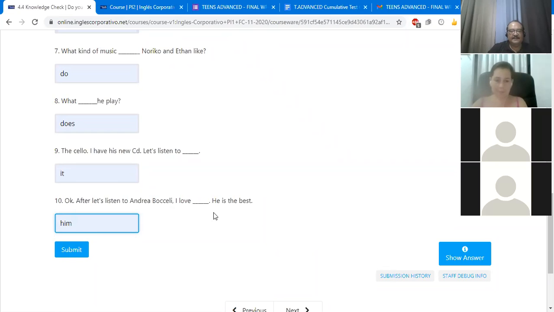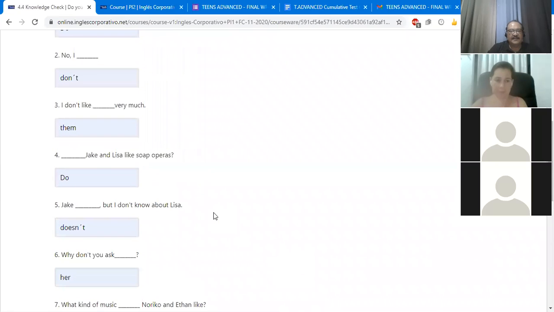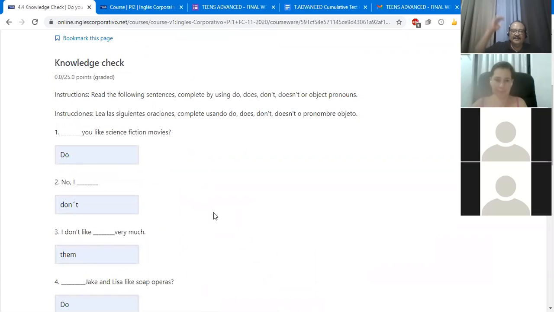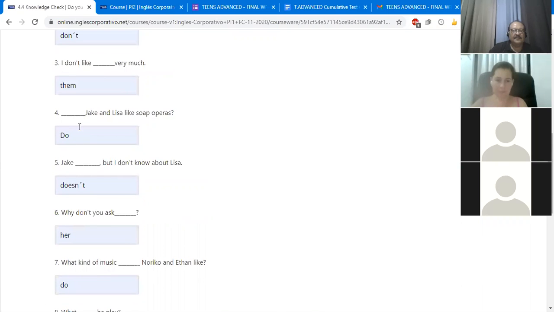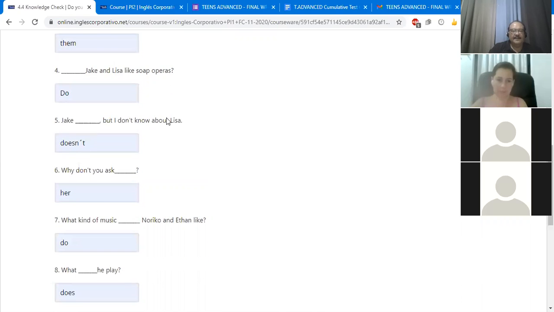He's the best. You see, that's why I told you hay que seguirle la referencia and the sequence, right? So siempre se necesita a reference para comprender mejor when to use it, them, him, her, or does. Even here, for example, when you say Jake and Lisa it is do because it's they. Si cambiamos a Jake and Lisa, we're gonna use here: do they like soap operas? Okay.